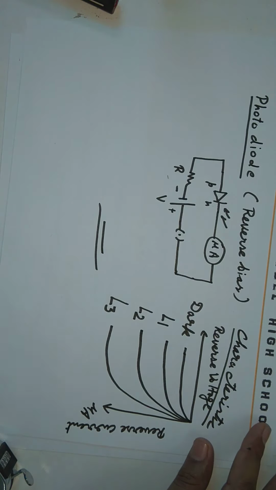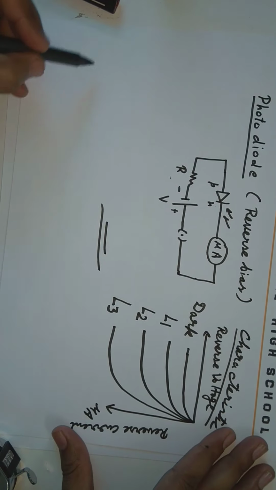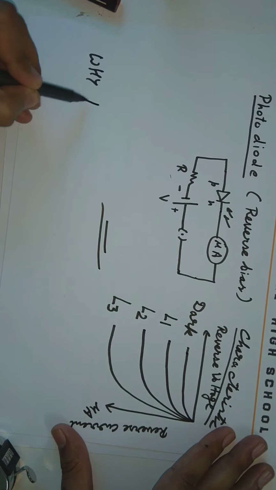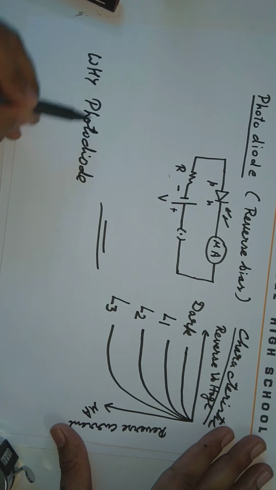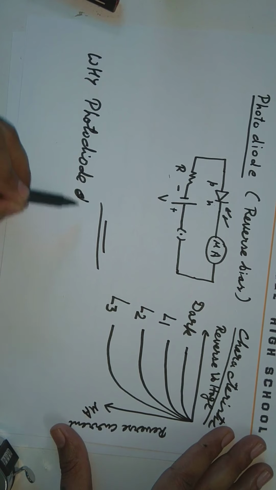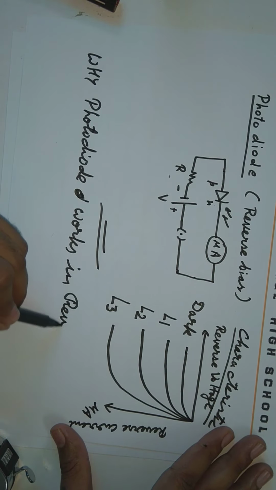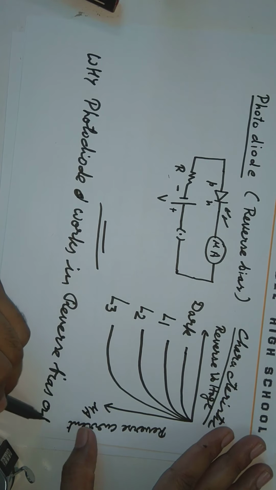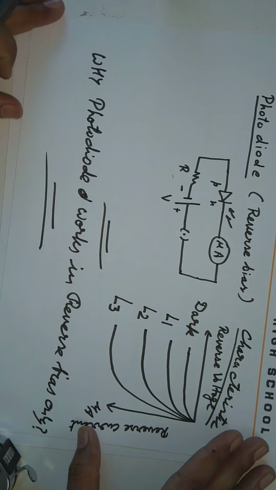A very important question regarding the photodiode comes up, and that is why the photodiode works in reverse bias only. This is a question I want you to search the answer for, and we will revert back to it.